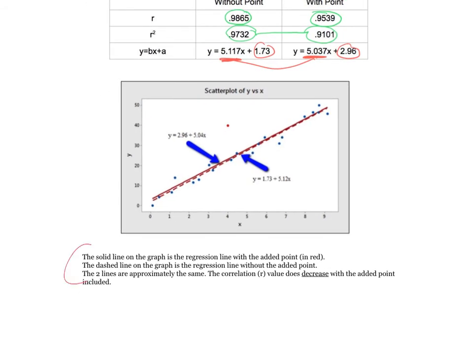So at the bottom here it says the dashed line on the graph is a regression line without the added point. The two lines are approximately the same. The correlation R value does decrease with the added point included. Okay. But as far as predictions go, it's not going to have much of an effect.